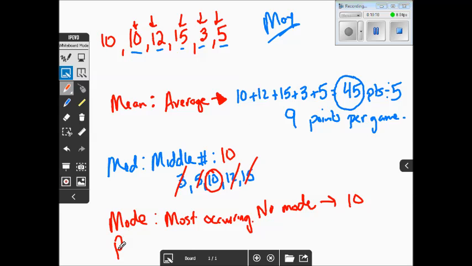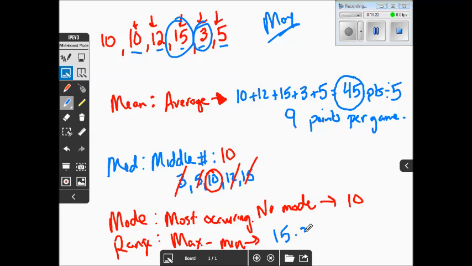And then finally, the range, guys, that is just going to be your maximum minus your minimum. Whatever the biggest number is up there, subtract the smallest number, so 15 minus 3 is going to give me 12. So there's your refresher on mean, median, mode, and range.